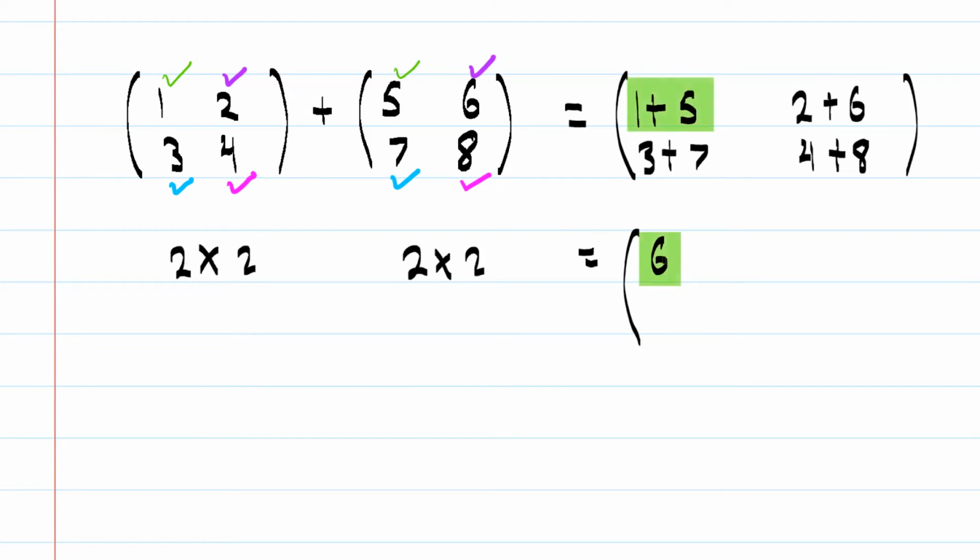1 and 5 will give us 6, 2 and 6 will give us 8, 3 and 7 is 10, 4 and 8 is 12. Okay, so when we're multiplying matrices, the way we combine elements is a bit different.